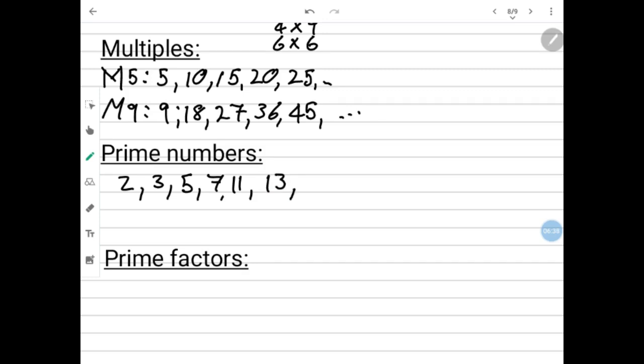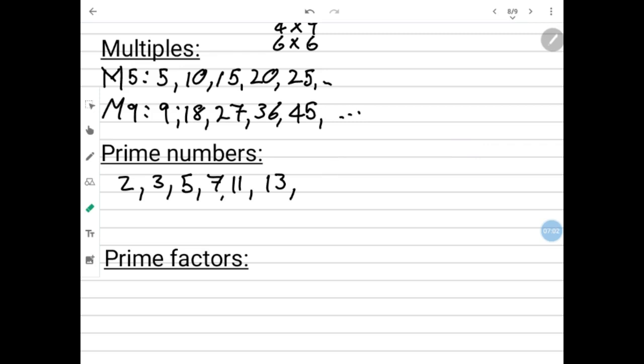Is 15 a prime number? Well, what are the factors of 15? We have 1 as a factor. What else? 3 can go into 15, 5 can go into 15, and 15 can go into 15. So 15 is not a prime number because it has more than two factors.